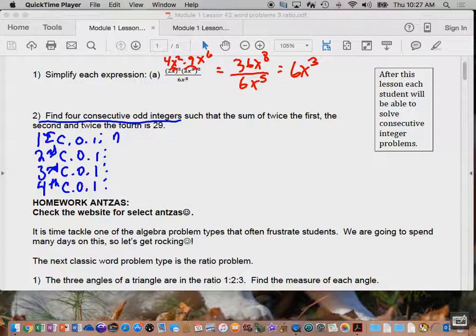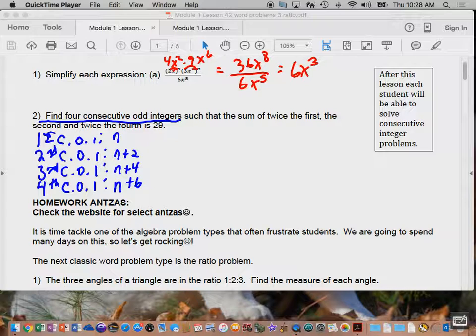So the first one will be n or x or whatever you want, and then consecutive odd. How do I go from one odd number to the next odd number? John? Add 2, good. So if this guy is n, then the next is n plus 2. What's the next one? N plus 4. Good, and the next one? N plus 6, nice.